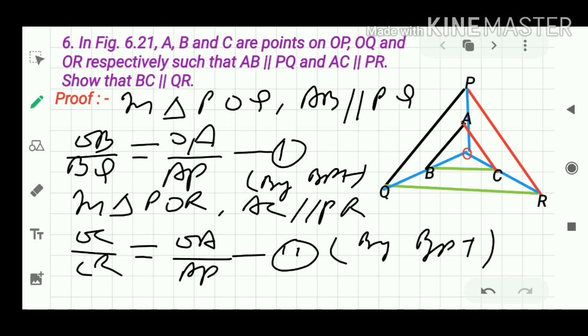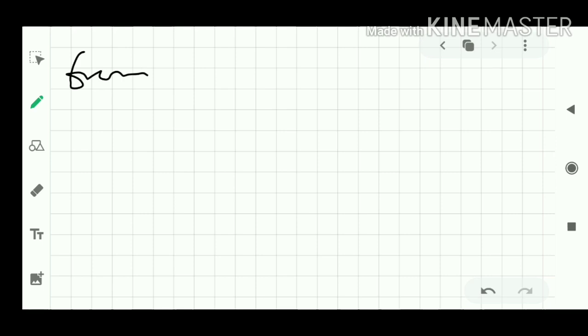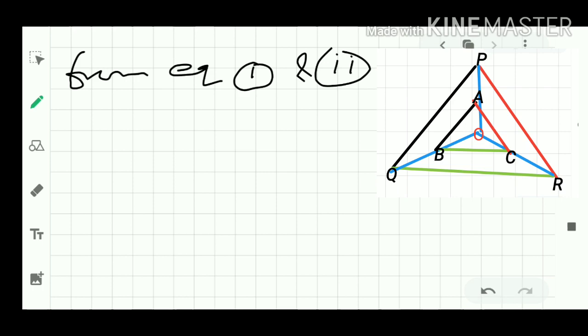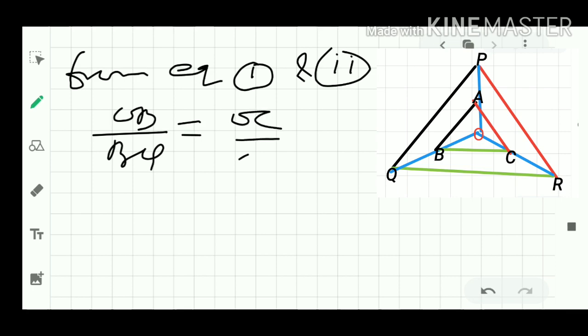So from equation 1 and 2, we can write OB by BQ equal to OC by CR. Since RHS are equal in equation 1 and 2, so LHS must be equal, and if lines are divided in same ratio, then by the converse of Thales theorem we can write BC parallel to QR.